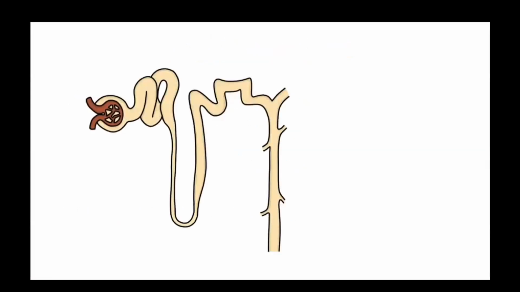Let's go through the mechanism of action. Firstly, in order to understand how SGLT2 inhibitors work, we need a very basic understanding of the function of the kidneys. So let's go through that briefly. The kidney is made up of about 1 million tiny tubes called nephrons.